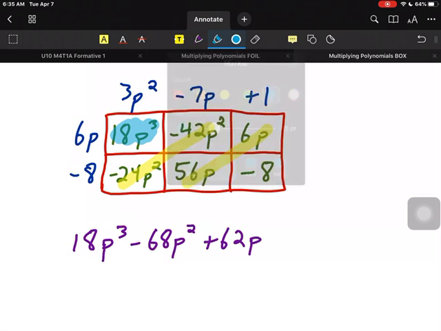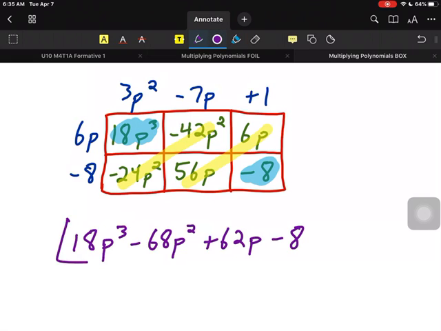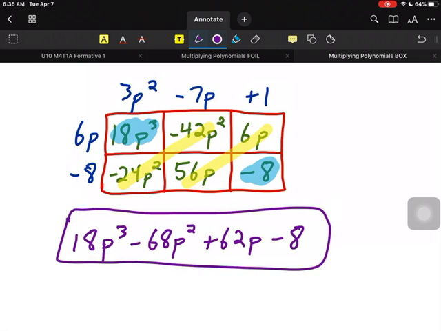And then at the end, your bottom corner, there's no other constants. There's no other numbers without variables. So it's a minus 8 in the back. All right, and there is my final answer. All right, so that's the box method. If you have any questions about it, please let me know.